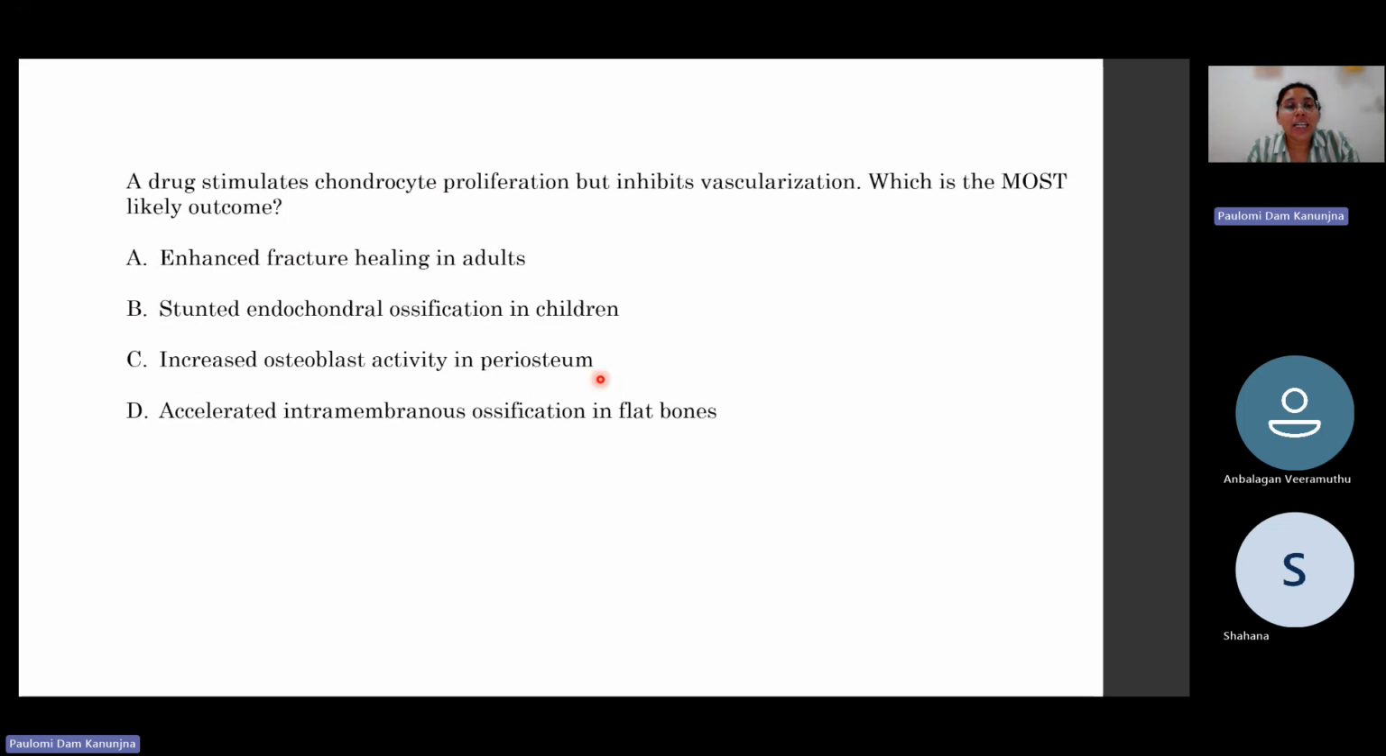Next type of question is, a drug stimulates chondrocyte proliferation but inhibits vascularization. What is the most likely outcome? Okay. So if you remember, this is from the previous session. So basically, we are saying that you have chondrocyte proliferation, but you don't have blood vessels coming in. So what will happen? It will have endochondral ossification stunted. So remember last time we did types of bone ossification. So if you don't have vascularization, but you have chondrocyte proliferation, it means the proper ossification will not take place.